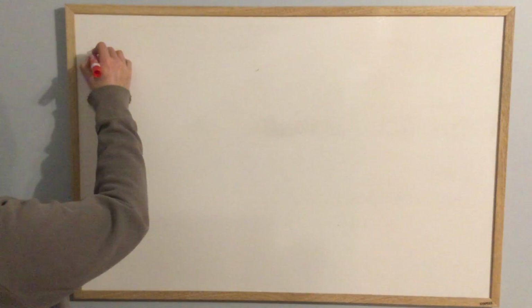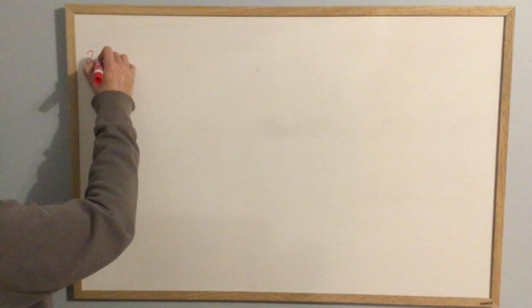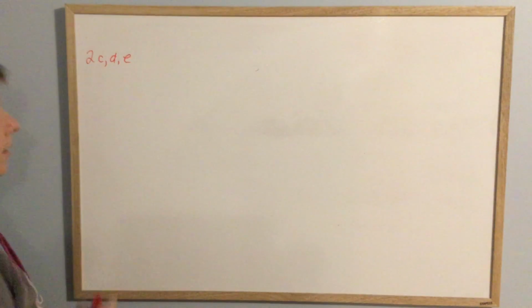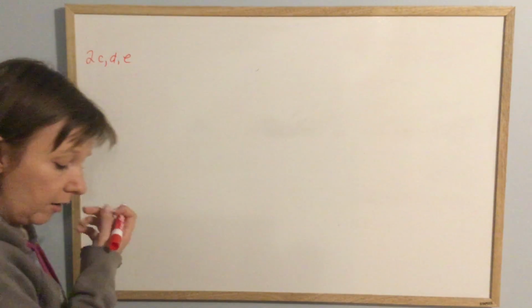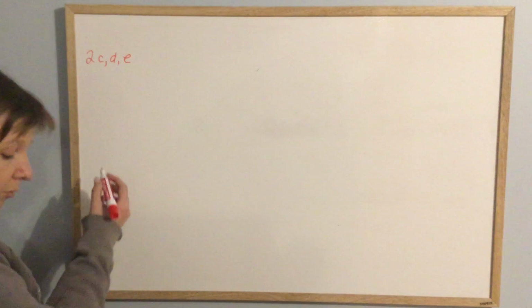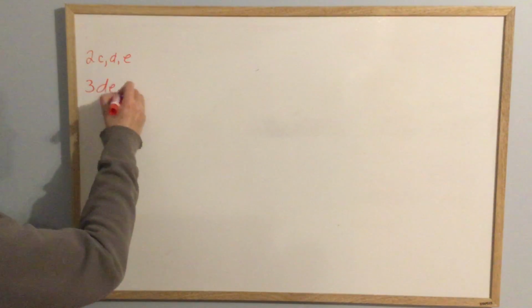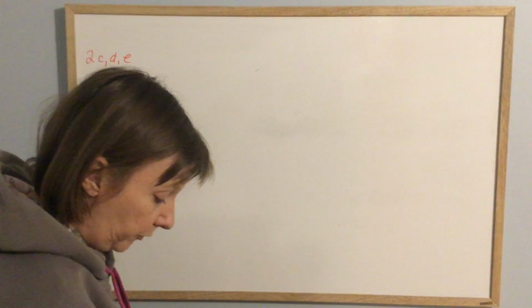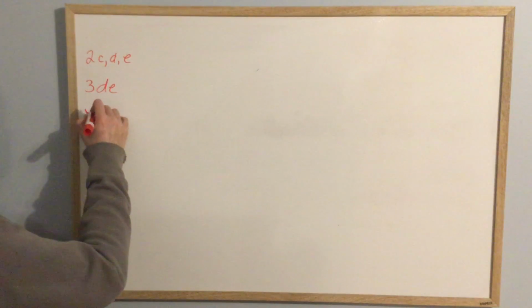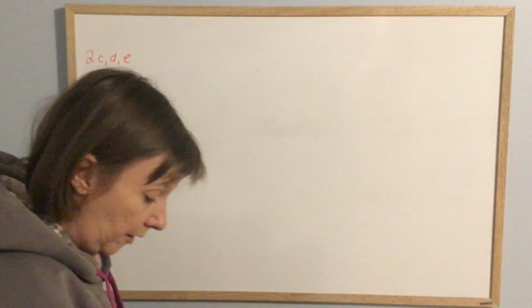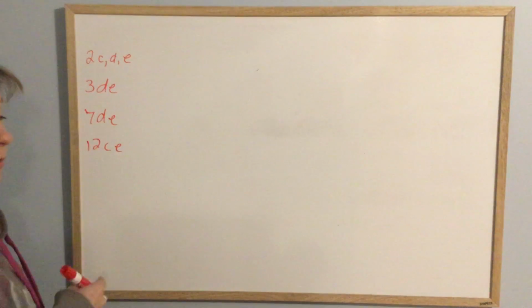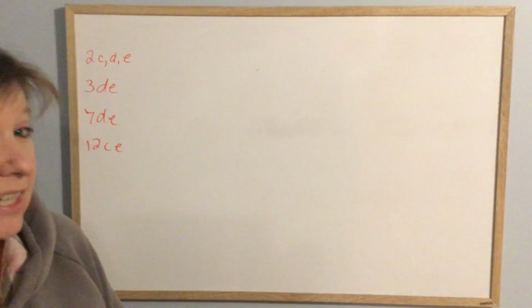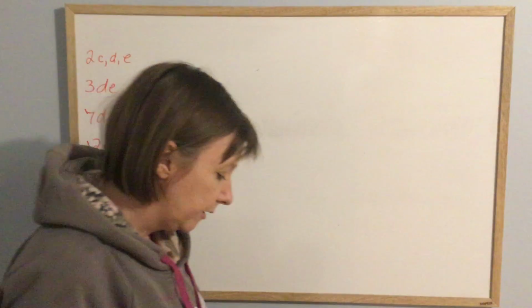So you had to do 2A to E. So I will do 2C, D, and E. How's that? Is that better? I think someone said I got 3B. So I'm going to do 3D and E. I'm going to do 7D and E. And I'm going to do 12C and E. So that's what I'm going to do. Hopefully quickly, but let's see.